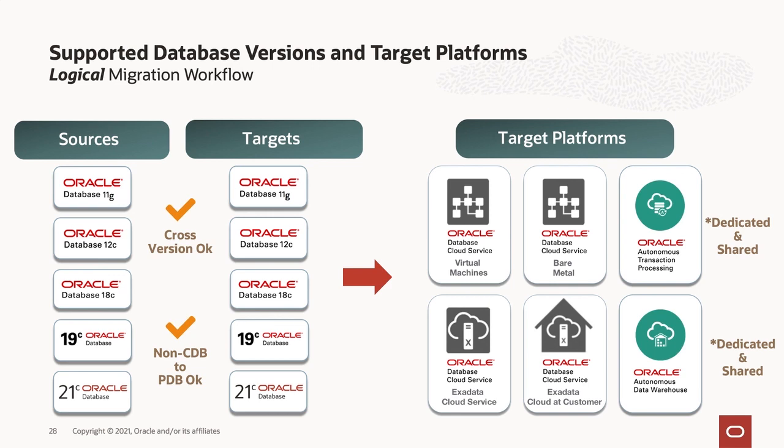And also, there are new target platforms. You can now migrate to Autonomous Transaction Processing, both dedicated and shared, and to Autonomous Data Warehouse, both dedicated and shared. Of course, you can also migrate to Database Cloud Service, virtual machines, bare metal, Exadata Cloud Service, and Exadata Cloud@Customer. The only non-supported target with the logical migration workflow is Exadata on premises. Now, let's talk a bit more about how the logical migration workflow works.